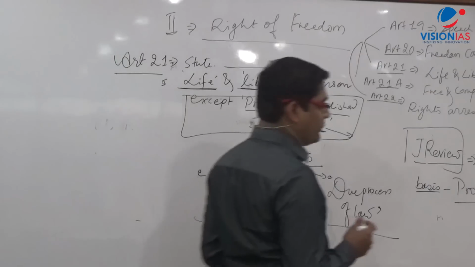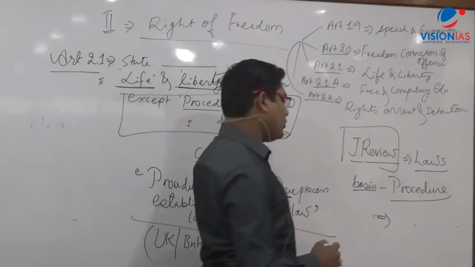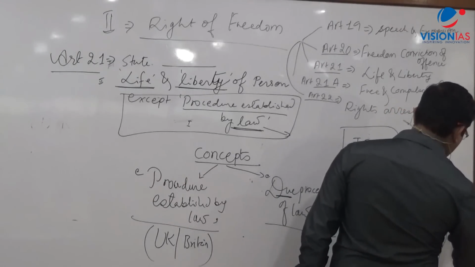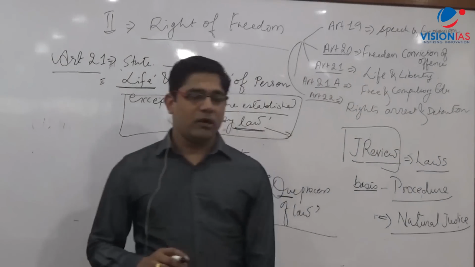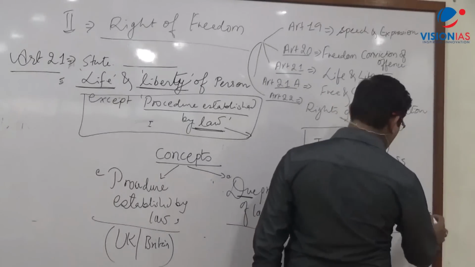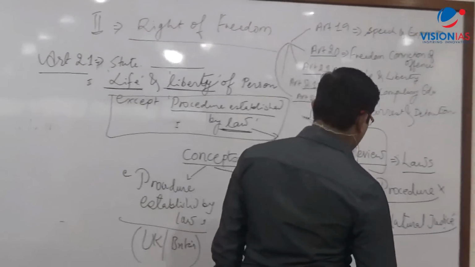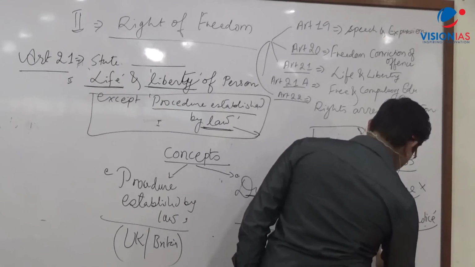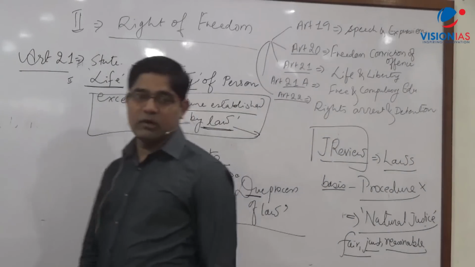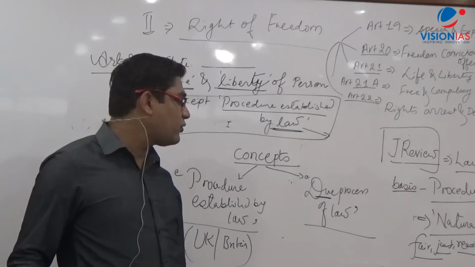What happens in the case of America? In America, it's not the procedure established by law, it is due process of law. In the case of due process of law, the principle applied is natural justice. The constitutional validity of the law can be checked by applying the principle of natural justice, not just the procedure. In the case of natural justice, they are going to see the intention behind the law, and they will check whether the law is fair, just and reasonable. These three words are important whenever we describe something as natural justice, so we have to use this term: fair, just and reasonable.